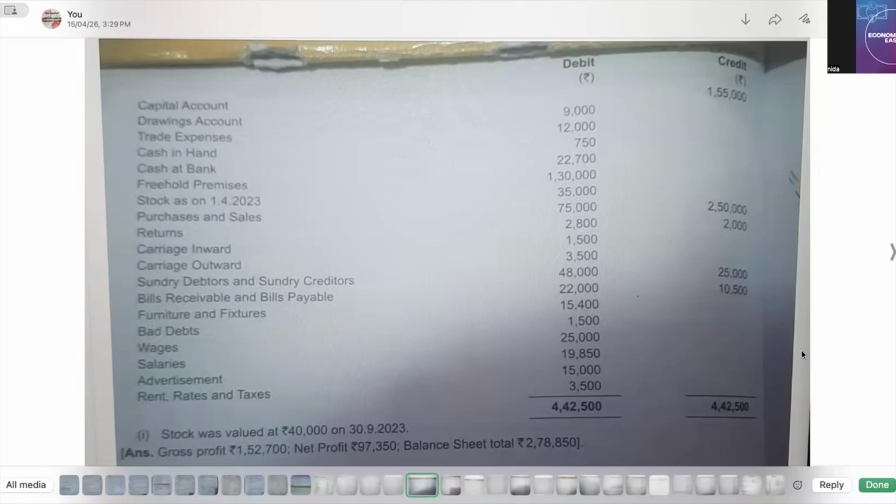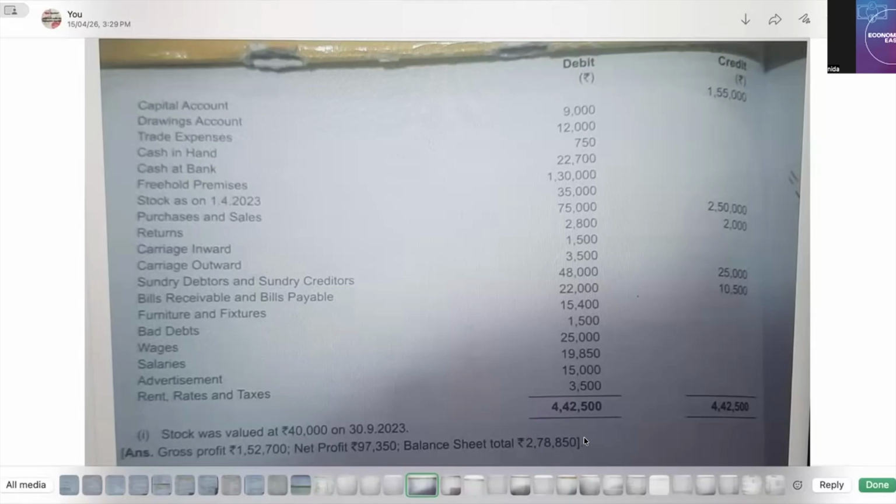We were continuing it. I have already solved the trading and profit and loss account, and the balance sheet was given for this question number 9 as your homework. Hopefully you have done it, and the balance sheet total would be 2,78,850. This is the answer. It should tally with this amount.